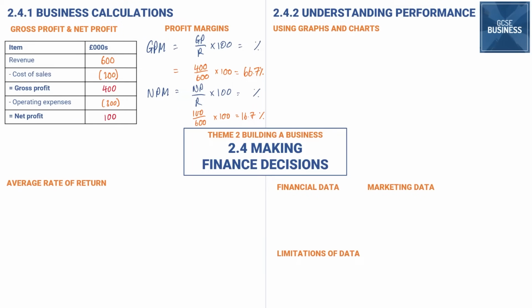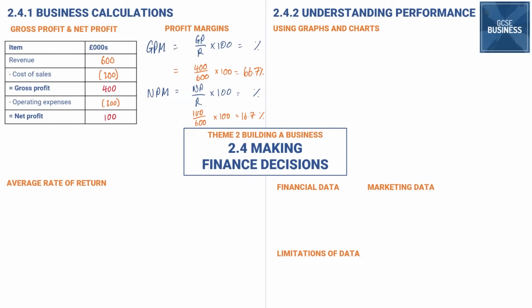If you want to practice that, if you just come up with different numbers for the bits in orange that I've got in my little table, you can then calculate the bits in red, and then you can do the two profit margin calculations. Really, really easy. You can just make up whatever numbers you want, as long as your revenue is higher than your costs, then you're okay.